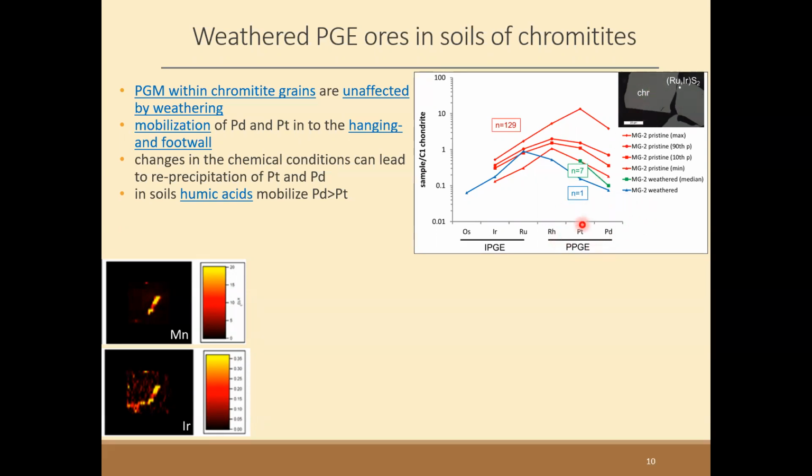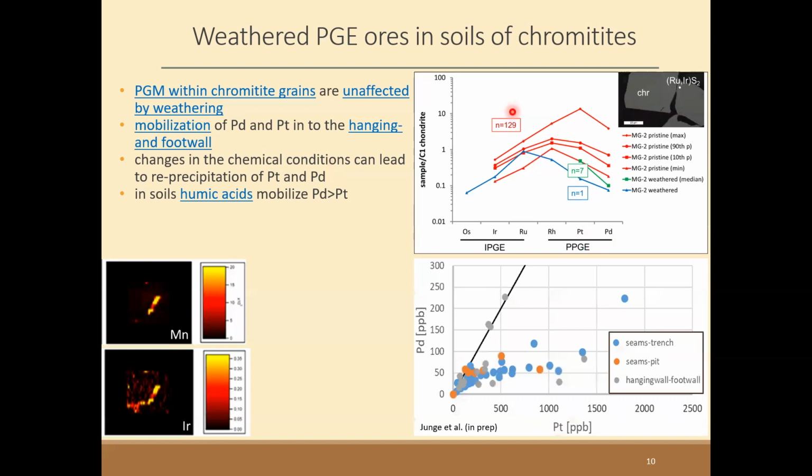But we know that most of these platinum group minerals are associated interstitially with these chromite grains, and they can then be more easily affected by weathering. What we also did, we sampled the hanging and footwall. What you can see here, these gray circles, is that there are some concentrations, particularly palladium, found in the hanging and footwall.